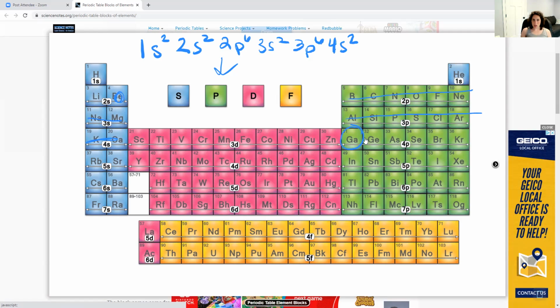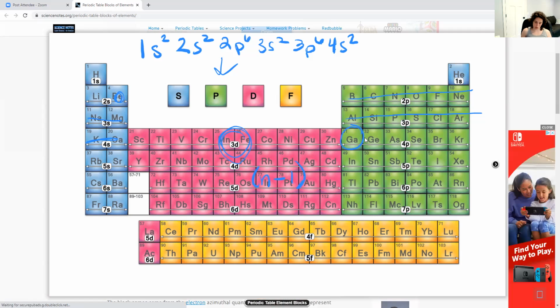Okay, now this is a little bit tricky. Please notice that once I hit a D, it is actually 3D. So even though I'm in the 4th period, the D is what we say N minus 1, the energy level minus 1. So this will be 4s2 and then 3d. There are 10 of them going across, 10.